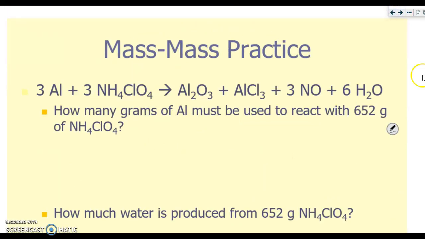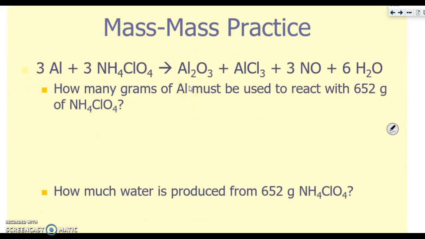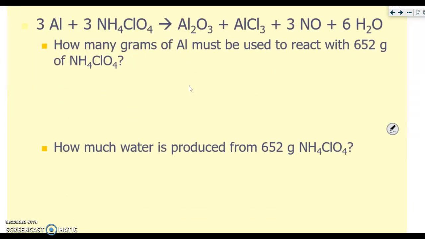Now, for both of these practice problems, you have the same balanced equation. It is already balanced for you. You would know this is a mass-mass problem because it asks for grams and provides you with grams. So at this time, please pause the video and attempt both of these problems.